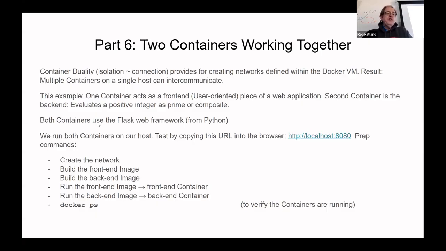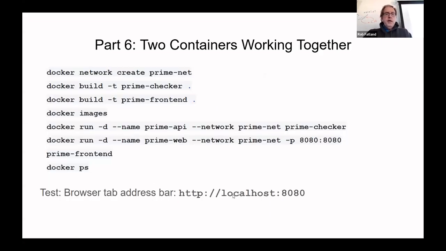Both containers will be using the Flask web framework, which I mentioned a minute ago, to communicate. We're running both of these containers on our host. And so when they start running, the front end will be listening on port 8080. So we simply type in localhost:8080 in our browser address bar, and that will be the test. Let's go on to the actual instructions, and now I'll just start coding along here.